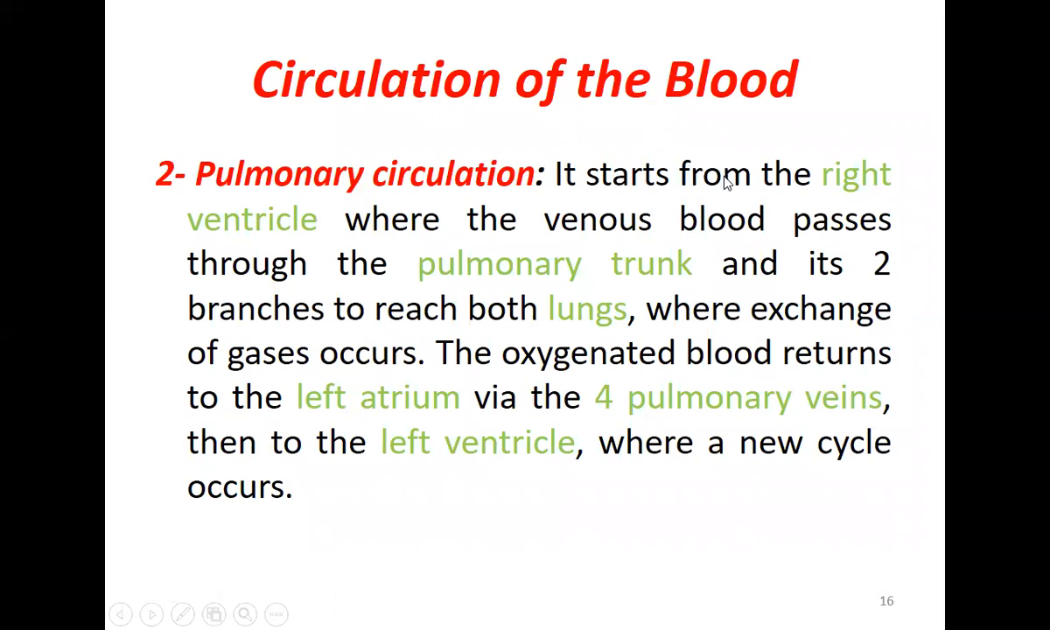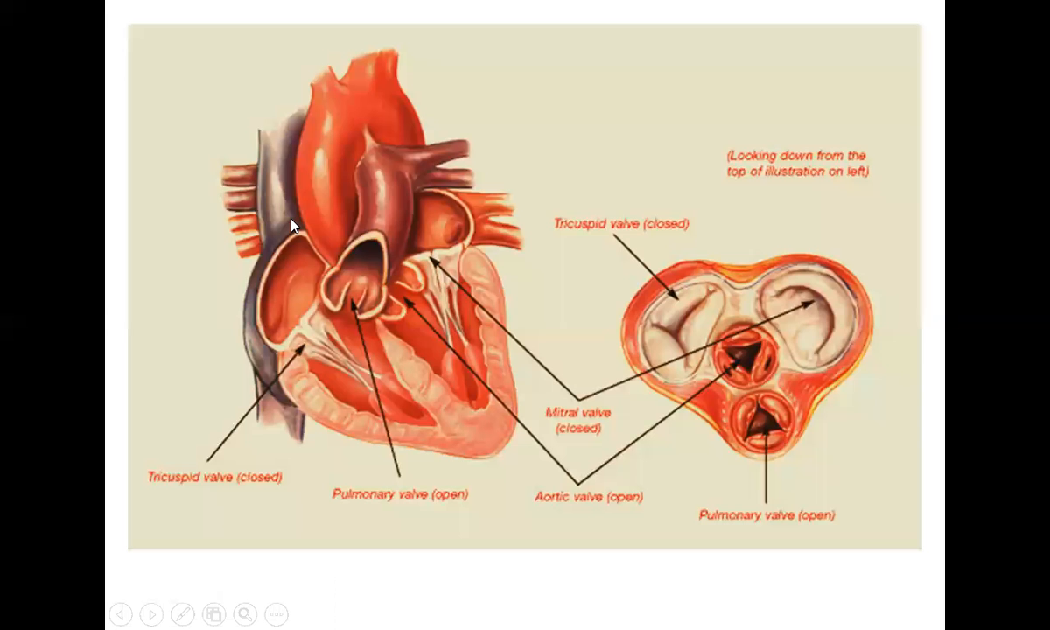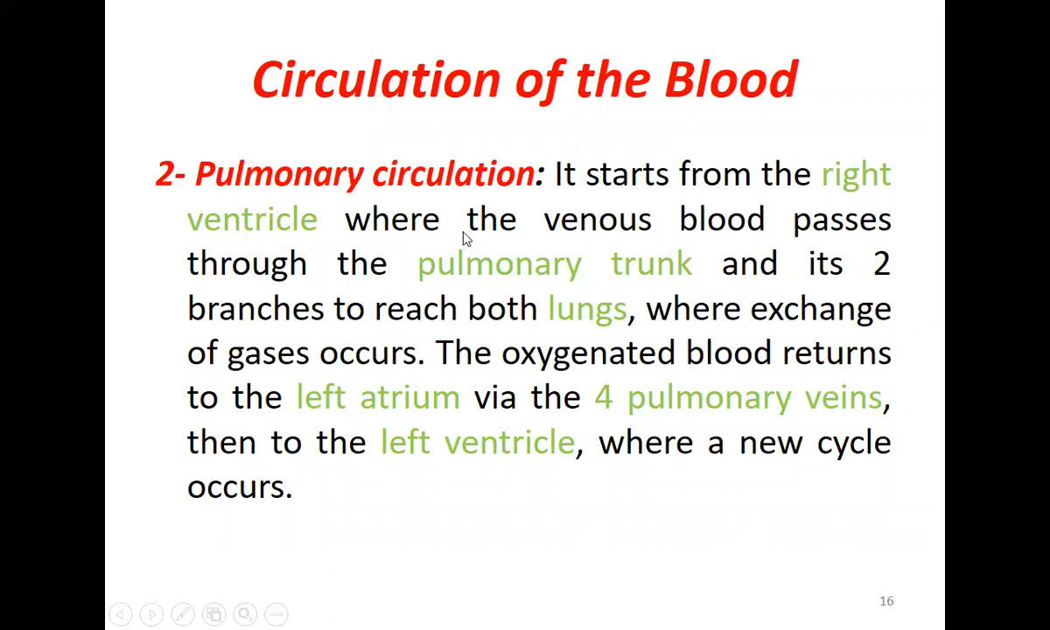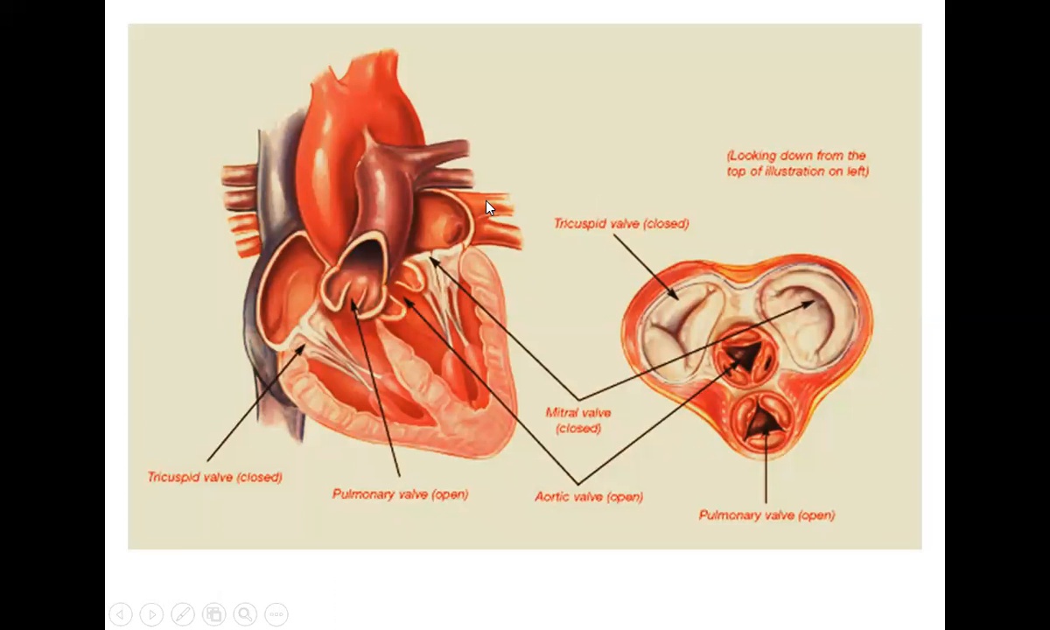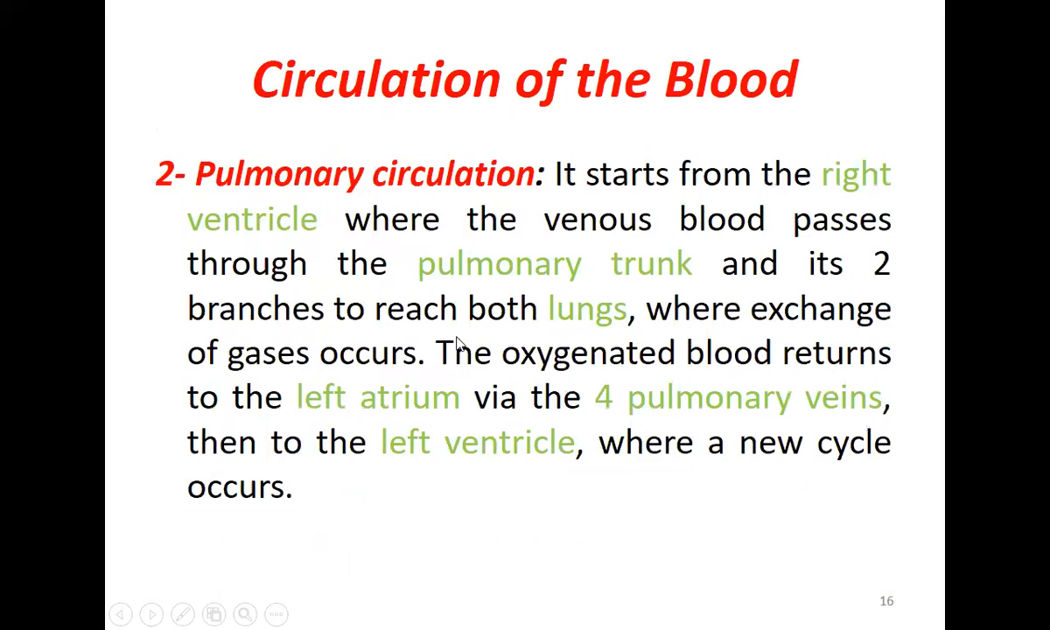Pulmonary circulation starts from the right ventricle. So here is the right ventricle to the pulmonary trunk, where the venous blood passes through the pulmonary trunk and reaches the two lungs, both the lungs, where exchange of gases takes place. So it will remove the carbon dioxide in the lungs and add oxygen. The oxygenated blood returns to the left atrium. So the blood will come back from the lungs into the left atrium and from there into the left ventricle.